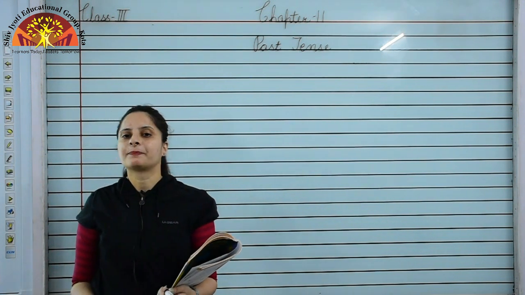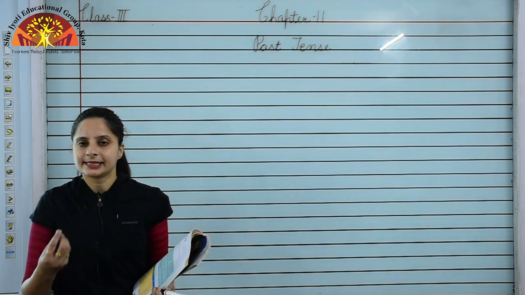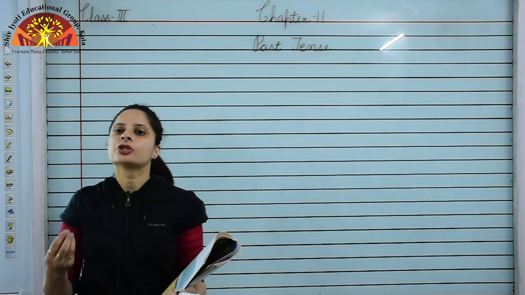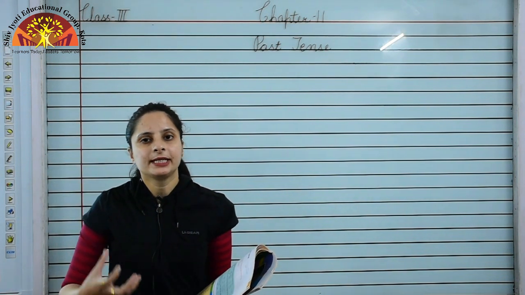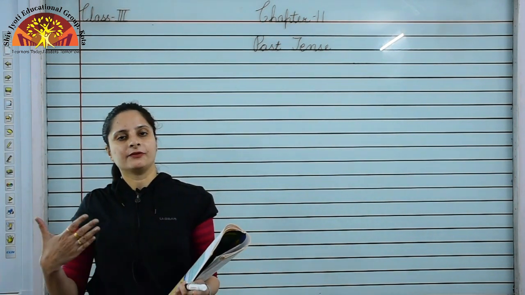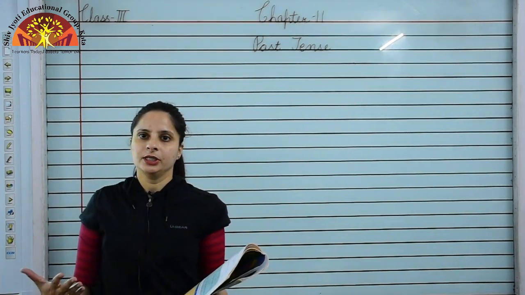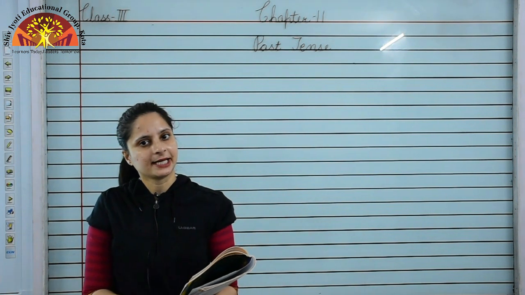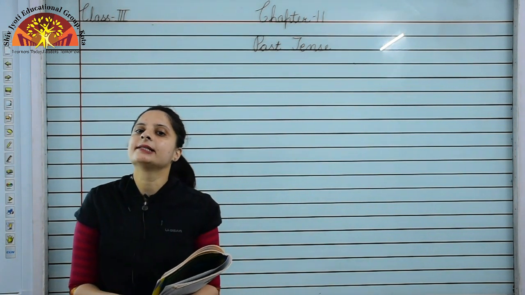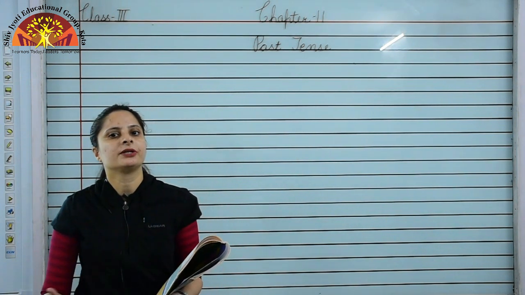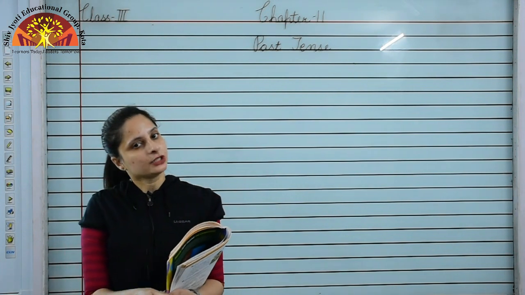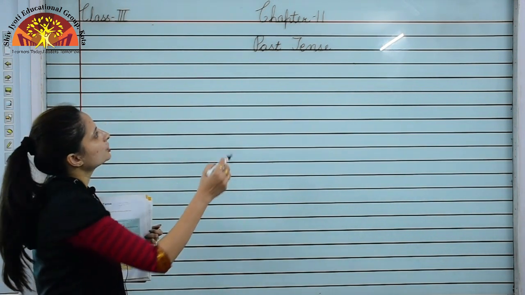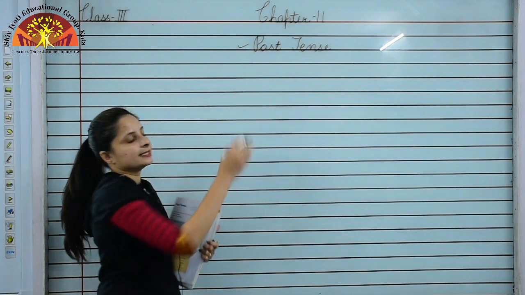Just a quick recapitulation. Children, what is a tense? I told you a tense shows when the action occurred, whether the action took place in the present, past or future. So we have learnt about the present tense, and present tense tells us about the habitual or the regular actions, and in today's video we are going to learn about the past tense.